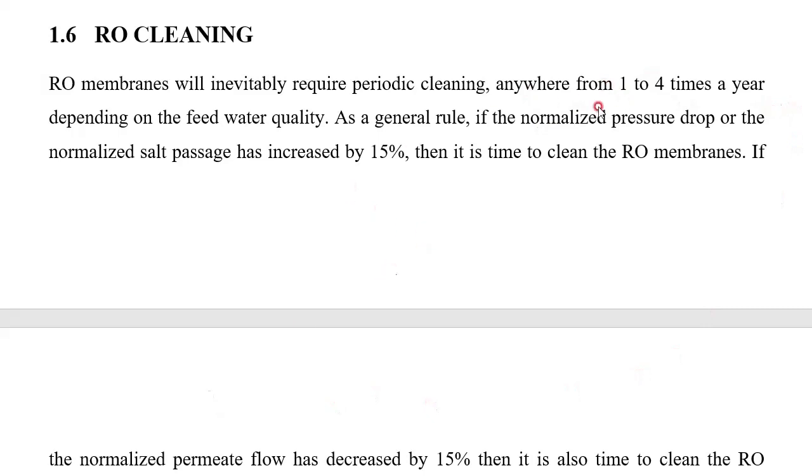And as a general rule, we are going to clean the RO system if the salt passage has increased by 15%. So we will be feeding the water and collecting the fresh water and measuring the salt content in it. When we observe that the salt passage has increased by 15% compared to the original salt passage of the first initial water we had obtained, then we are going to clean the RO system.